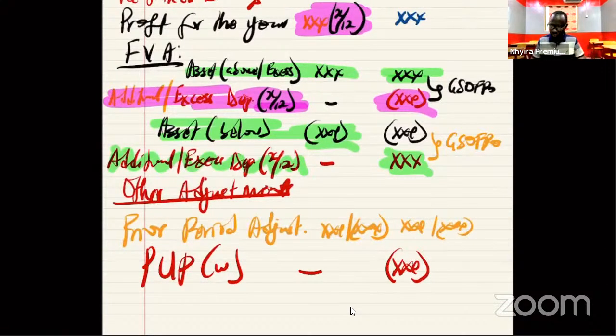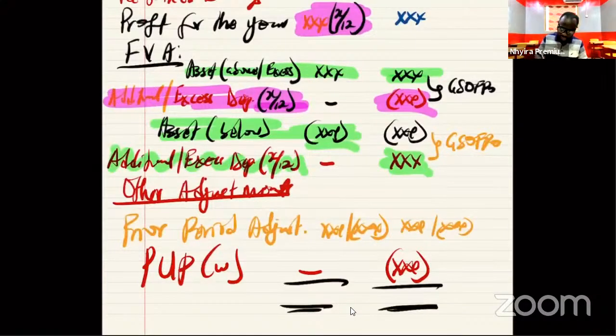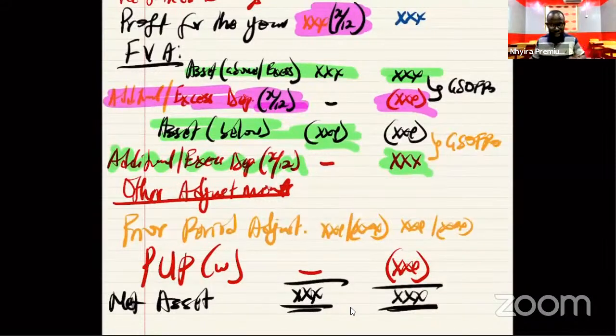So once we have this, we close it up and we get a net asset. Now, in that case, the net asset at the date of acquisition will be used when we are dealing with goodwill. So when we are calculating goodwill, we will use the net asset at the date of acquisition.